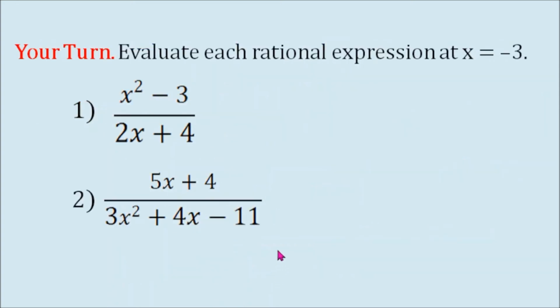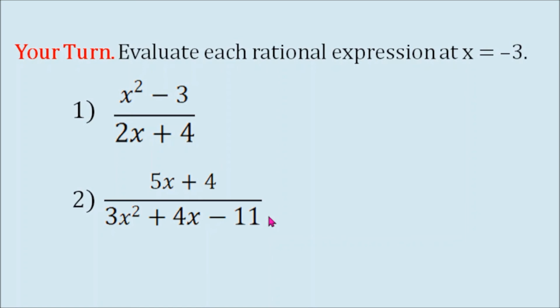Now, your turn. Evaluate its rational expression at x equals negative 3. So number 1, x squared minus 3 over 2x plus 4. And for item number 2, 5x plus 4 over 3x squared plus 4x minus 11. So this is for the first part, evaluating rational expressions.